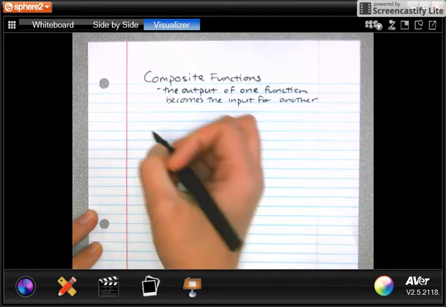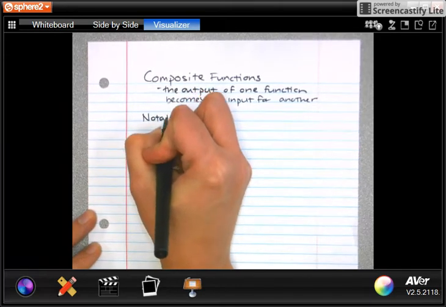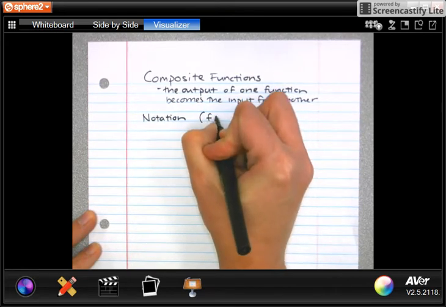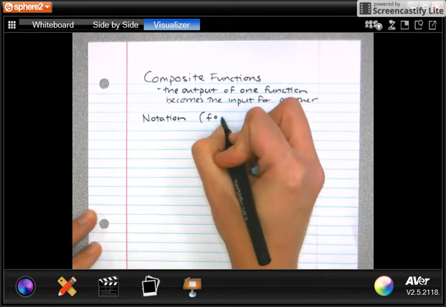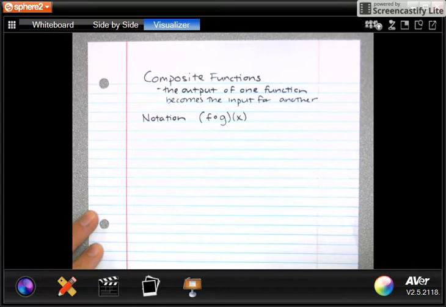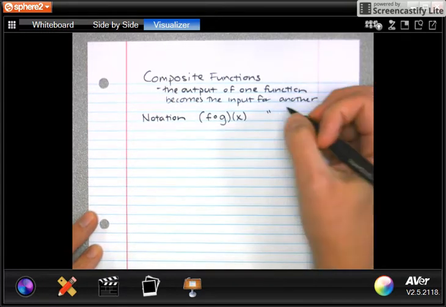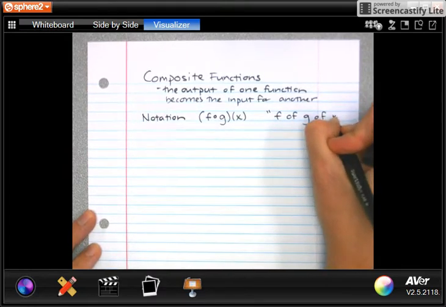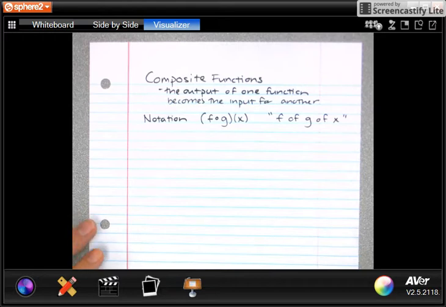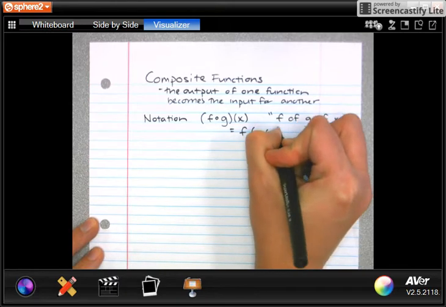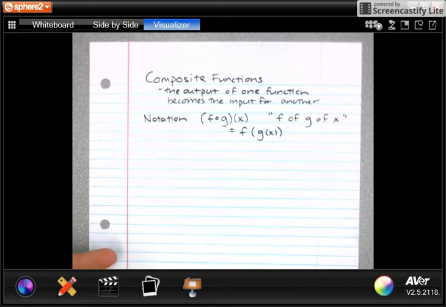Now you'll see the notation that they use looks like this. Parenthesis, F, and then there's like a little open circle, G, parenthesis, and then another X around parentheses. And this is read out loud as F of G of X. And that's how you would actually read that. And what this means is F of G of X, so that G of X is the input for F of X.